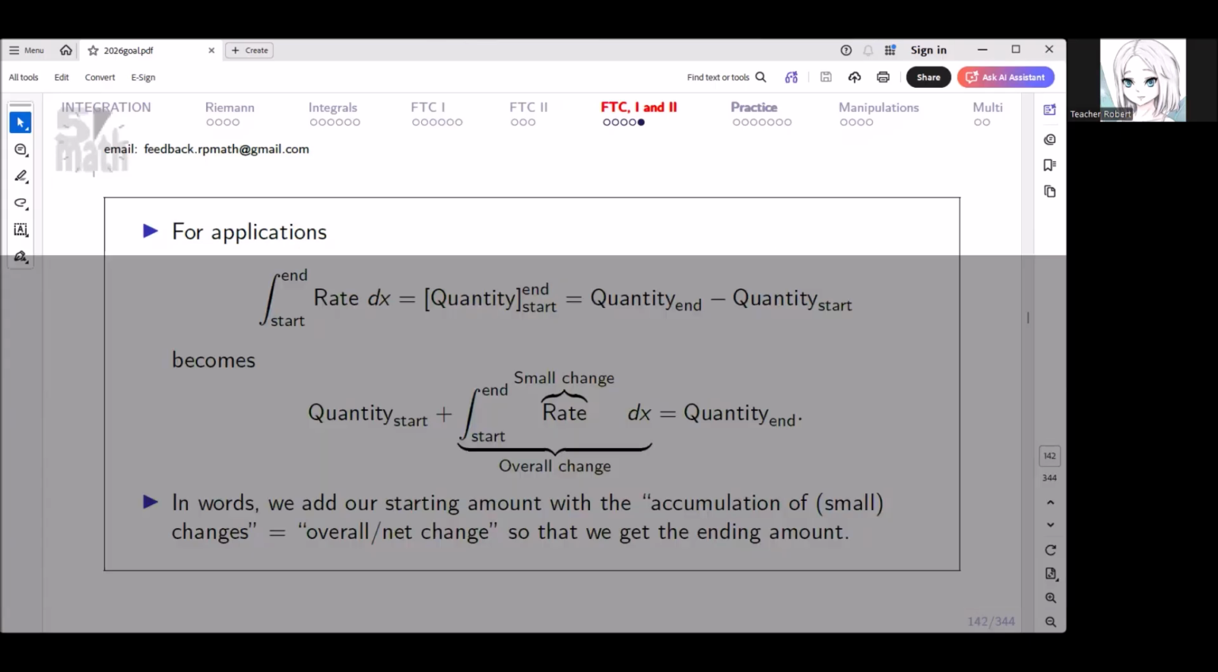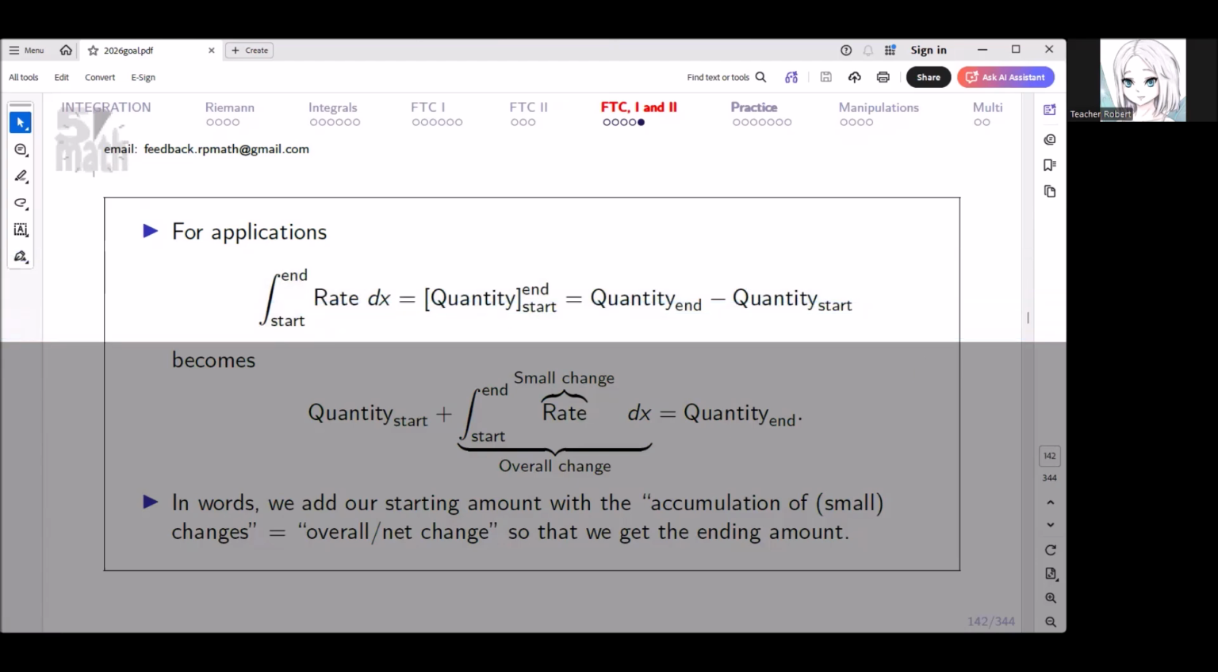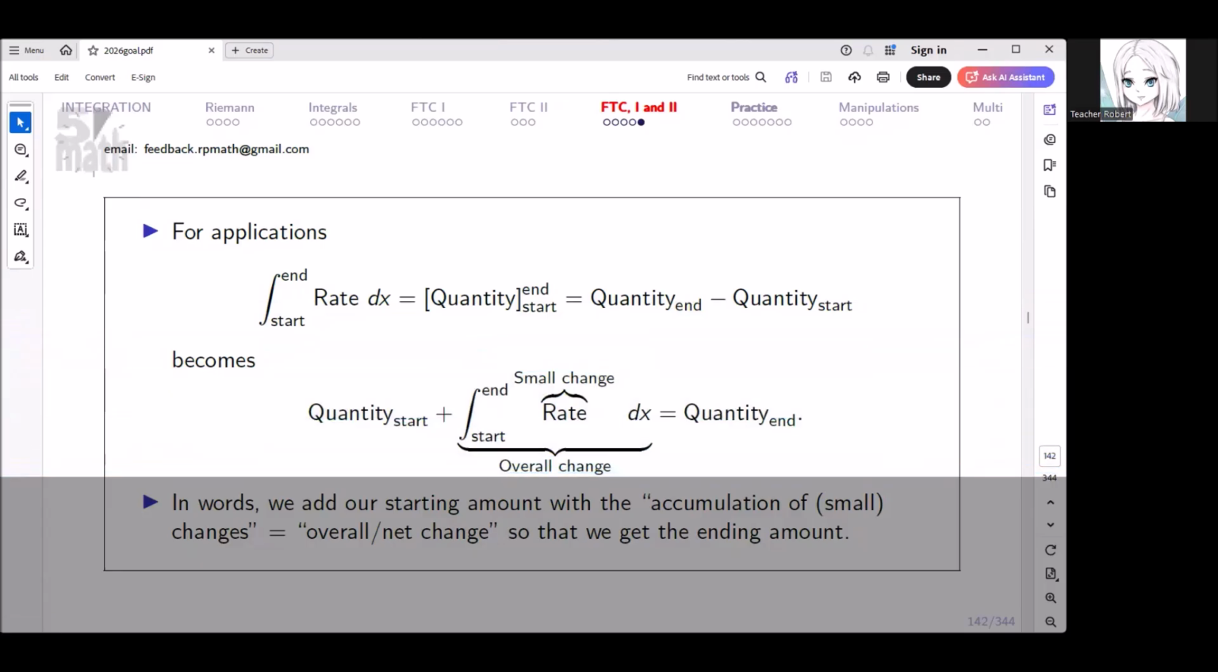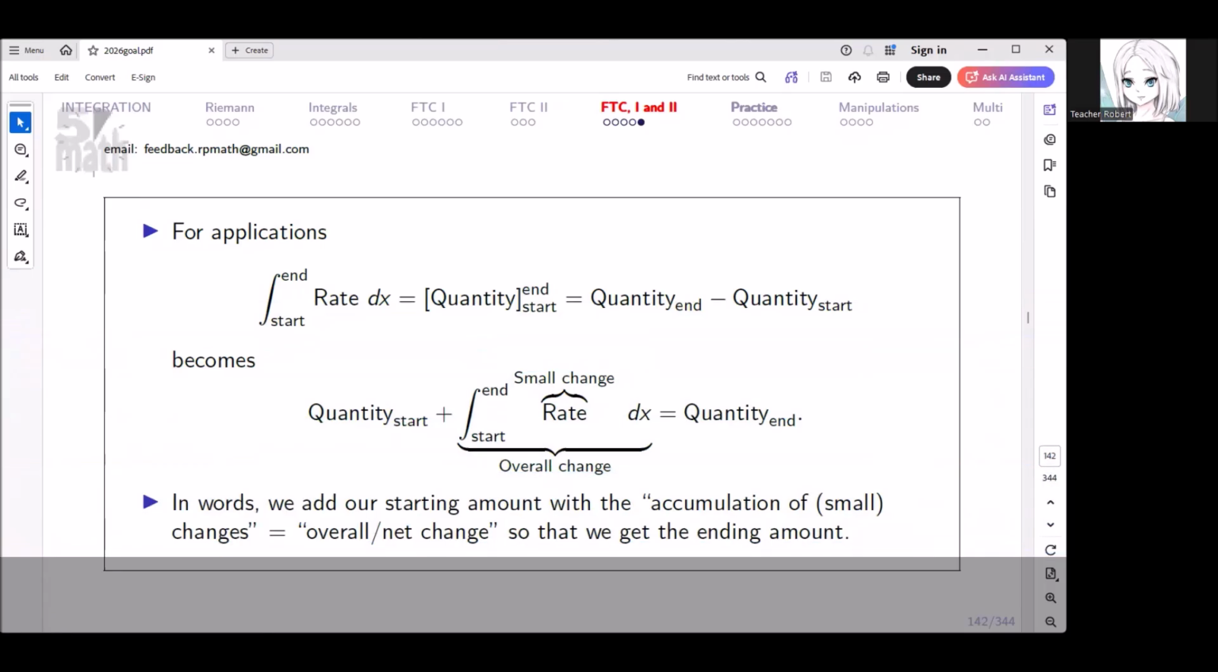For applications, the integral from start to end of the rate dx equals the quantity from start to end, which equals the quantity at the end minus the quantity at the start. Becomes this. In words, we add our starting amount with the accumulation of small changes, which equals the overall net change, so that we get the ending amount.